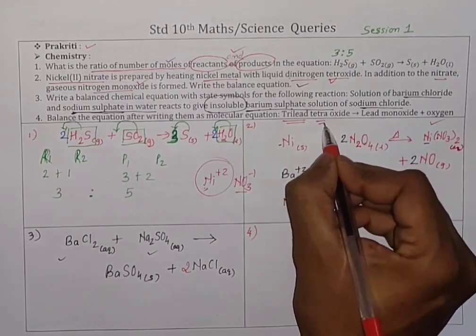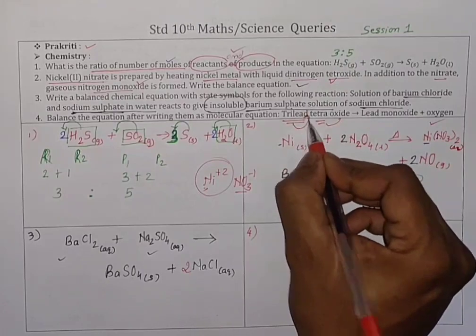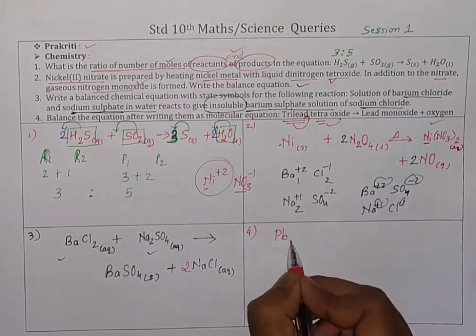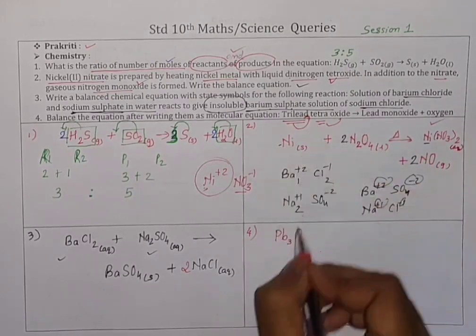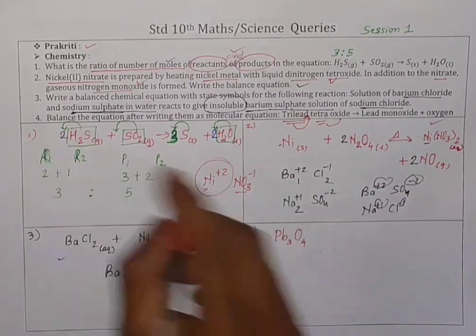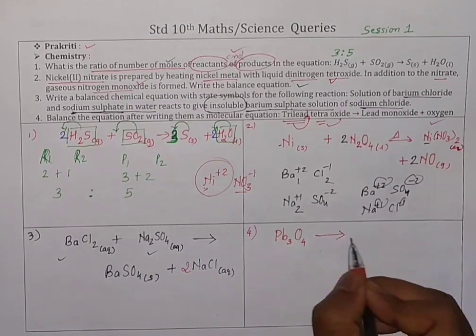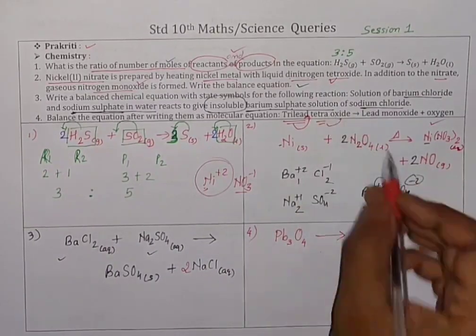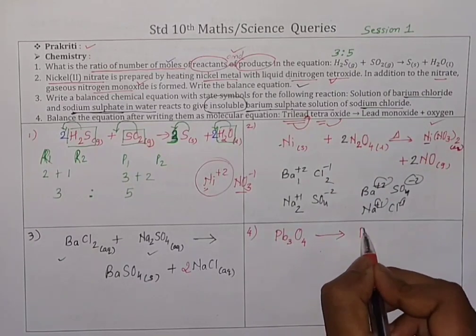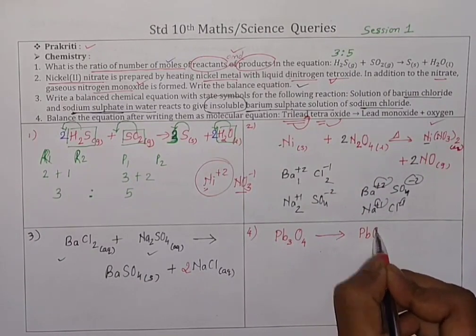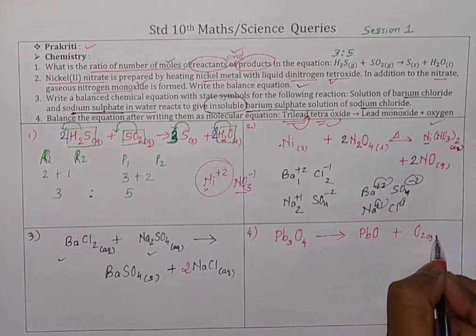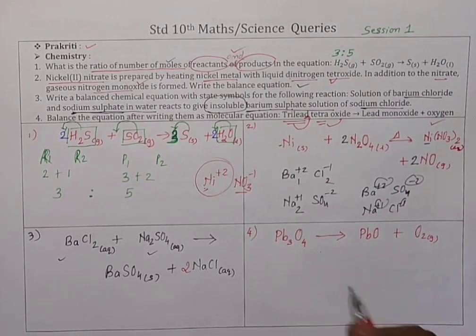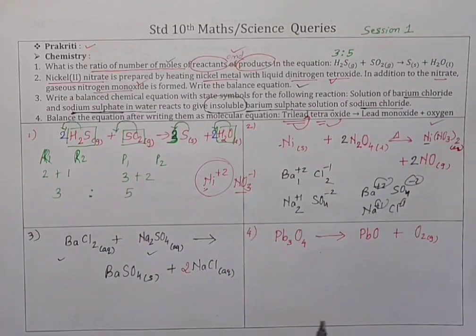Triled tetraoxide: triled, lead is Pb and tri is 3, oxide is O and tetra is 4. On decomposing, yes, it is decomposing, into lead monoxide, lead is Pb, mono means one, oxide, plus oxygen, that is O2, it will be in gaseous form. All right, now see, yes, now you have to balance it.